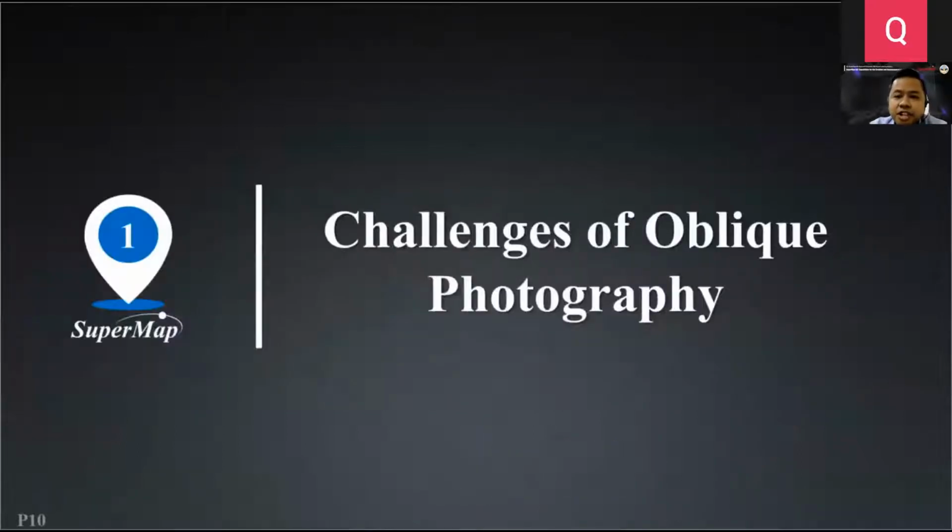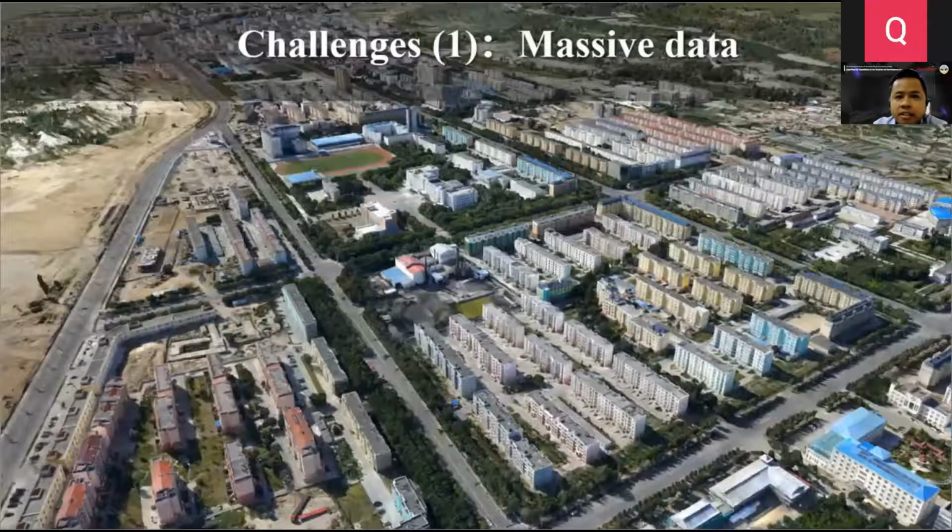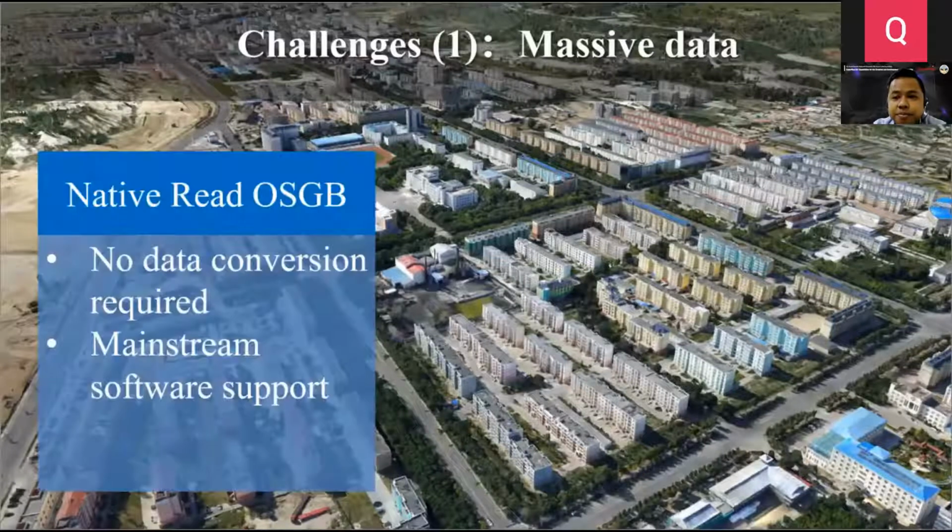Next are the challenges of oblique photography. The first challenge is how to deal with the massive data. There are several ways. The first one is using the native OSGB. OSGB is a common data format to store 3D models, and most mainstream 3D modeling applications are able to import and export the OSGB data format.